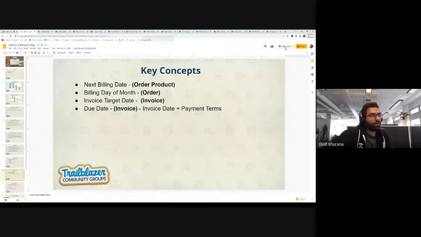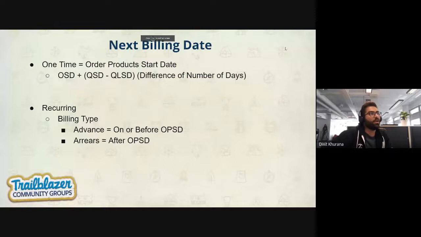Now, going ahead with these fields, how is next billing date calculated? If your charge type is one time, it will always be the order product start date. Now the question is how the order product start date is calculated. It is OST, order start date, plus QST, quote start date, minus quote line start date. You take the difference in number of days, add that number of days to the order start date, and you have the order product start date. That will be your next billing date if your charge type is one time.